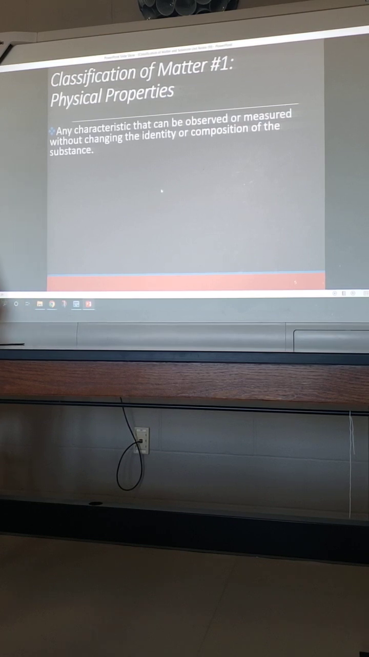All right, so we're going to start with physical properties. This is any characteristic that can be observed or measured without changing the identity or the composition of the substance. So anything where it is basically not altering the chemical makeup is going to be a physical change.